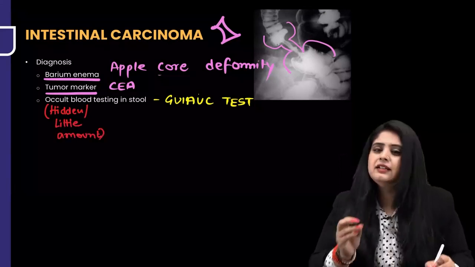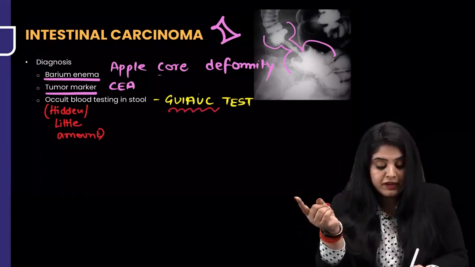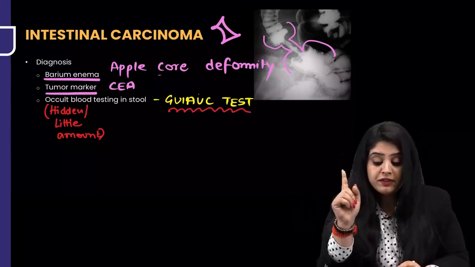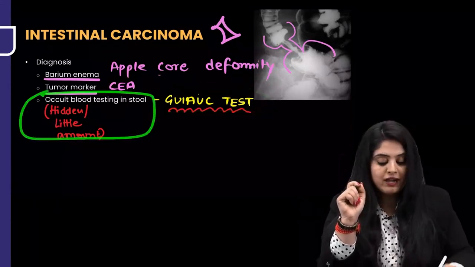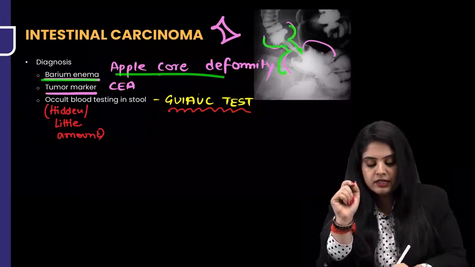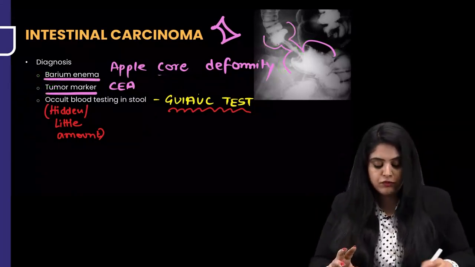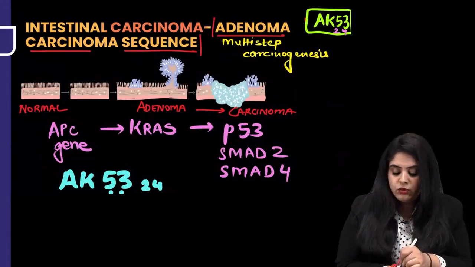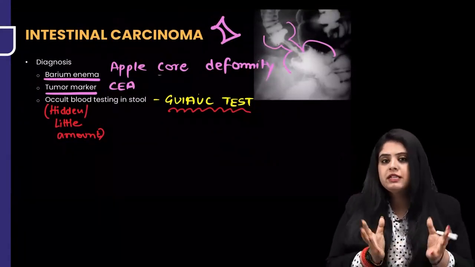How will you do a test? It is so little that if you look at it with your eyes, you can't see it. But when you do a test, you will find that a few drops of blood were coming out in the stool, and that test is the guaiac test. So whenever in the question it's written someone's guaiac test is positive, it means that person is going to have blood in the stool. So repeating, barium enema shows you this apple core defect. Next you have the tumor marker, that is CEA, and finally the guaiac test is positive. So for intestinal cancer, please first remember AK53, which is very important, and then do remember these diagnostic modalities. On that note, we have finished our rapid review, that entire GI chapter.